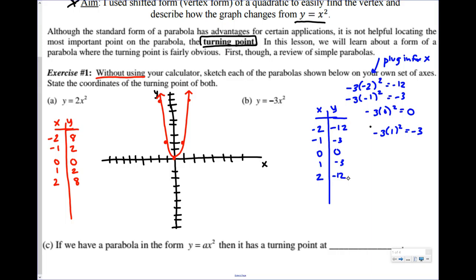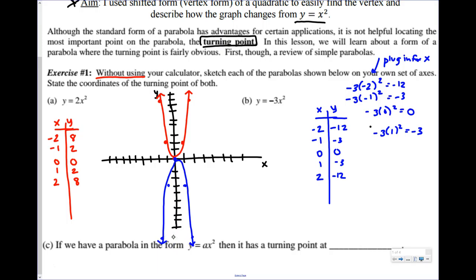I'm going to plot my points. -2, -12 is somewhere down here. -1, -3 is here. 0, 0 shares the same vertex with my first graph. 1, -3 is here, and 2, -12 is somewhere down here. So I have this blue graph now.